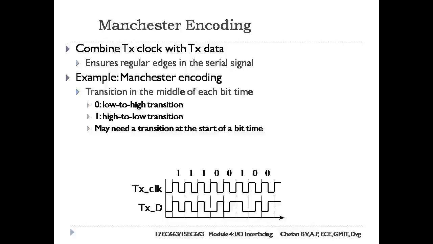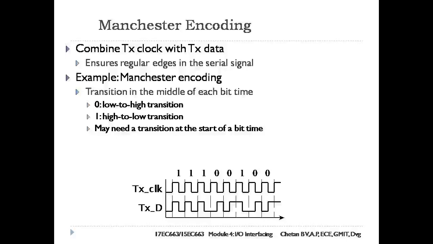This may need a transition at the start of a bit time. Manchester encoding of the value 11100 is shown in the figure, with the MSB transmitted first with bit intervals defined by the transmitter's clock.